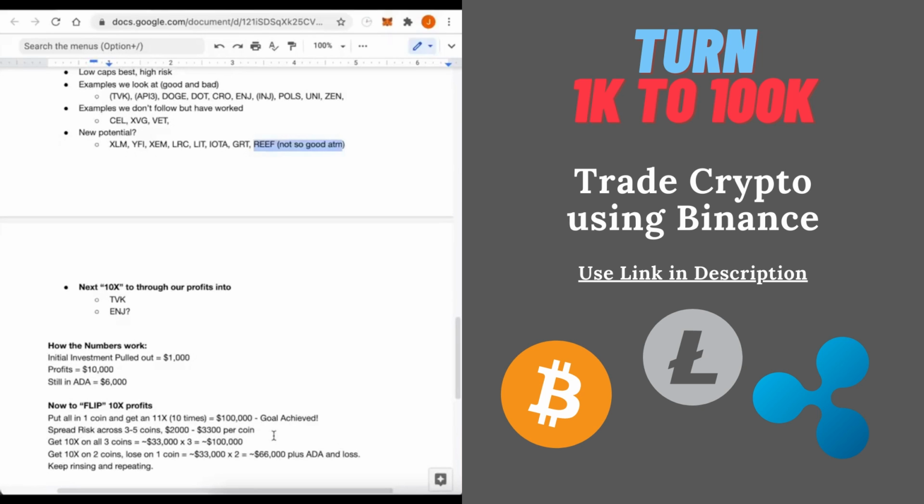We had the 1,000 left over. Great. Here's our 100 grand. Or get 10x on 2 coins, lose on 1. So then you've got to go through all the different numbers and how that's going to play out. Or like we said, do we just keep it all in one? That's why there are plenty of variables. You are going to be different to the next person. Some people want to spread the risk, take a bit more time. Others want to just go all in on one coin and hope for the best.